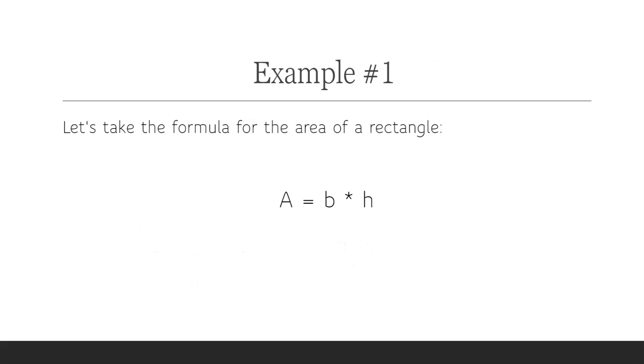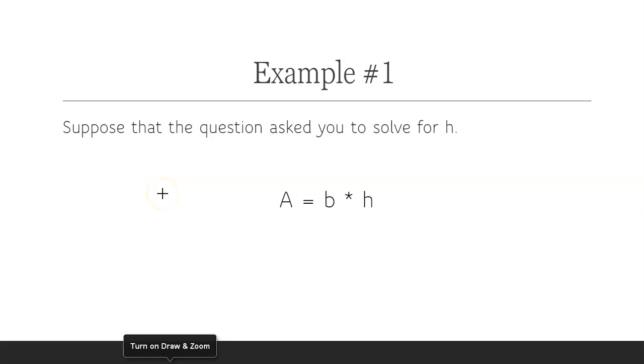Example number 1. Let's take the formula for the area of a rectangle. So this is a pretty basic formula. You should be very familiar with it. The area formula for a rectangle is area equals base times height. Suppose that the question asked you to solve for h. So we would see that we have a, b, and h. And h is the letter we want to get by itself.